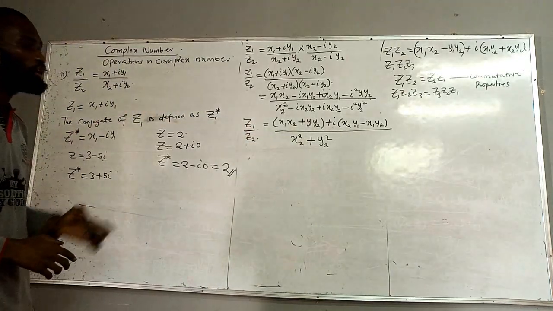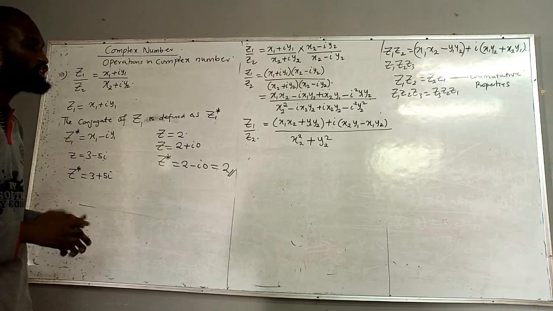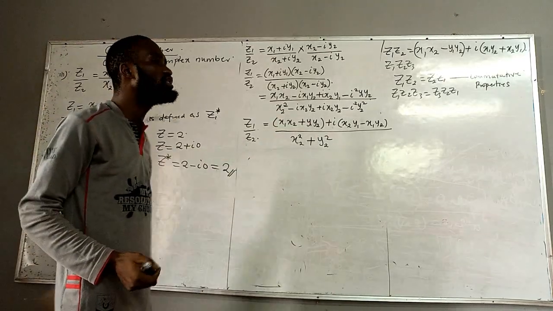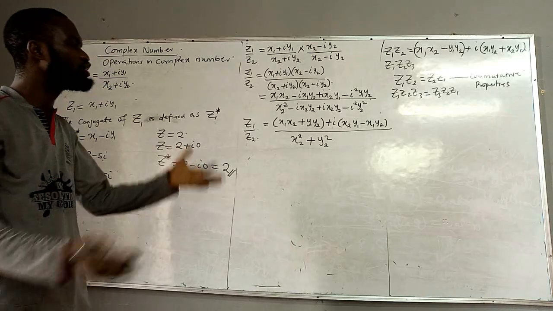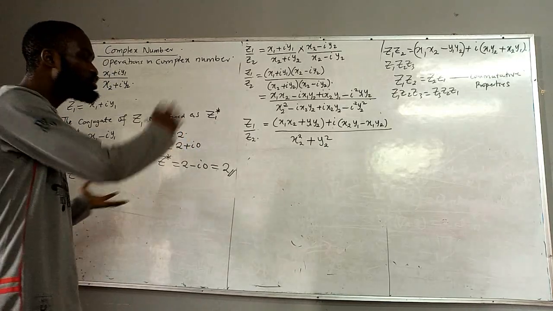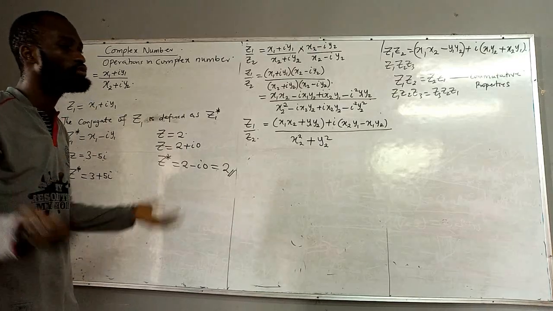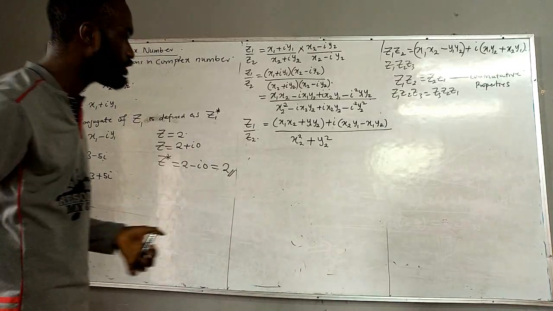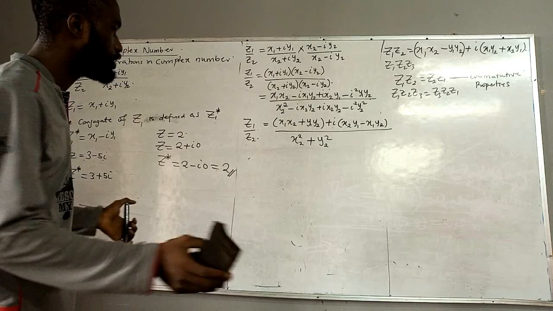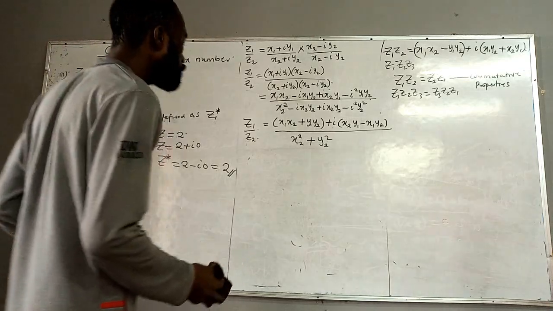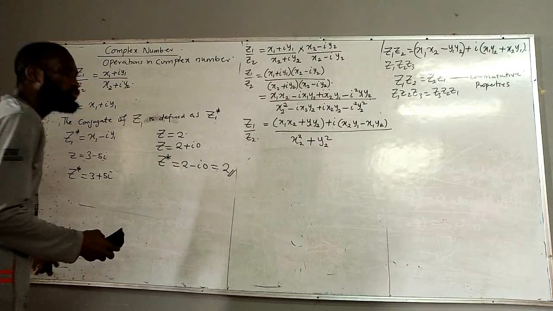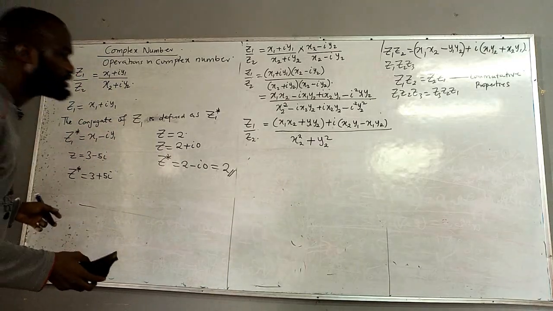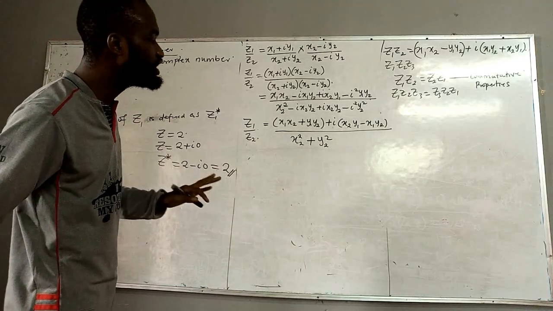Very easy. But let me just give you one logic. Your denominator will always be the difference of two squares. Whenever you are multiplying by a conjugate, you don't need to multiply your numerator again. Just square the two numbers, then add them together. That is your denominator, because it's going to give you the difference of two squares. That is the operation of complex numbers.